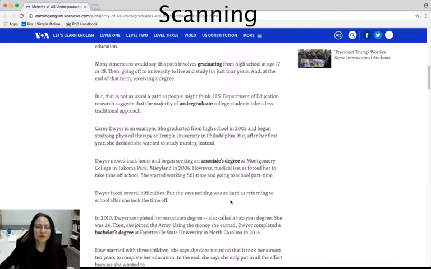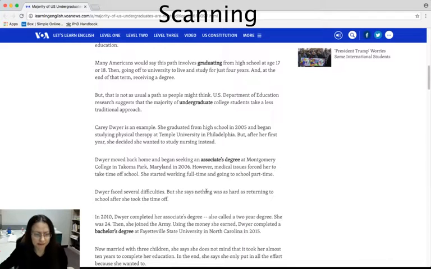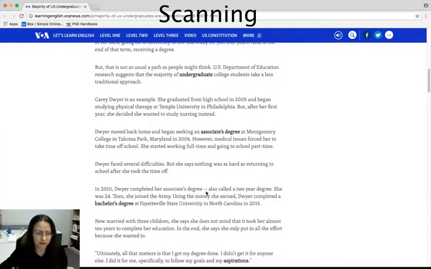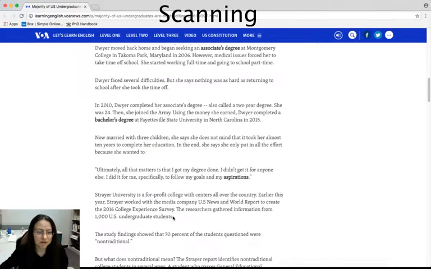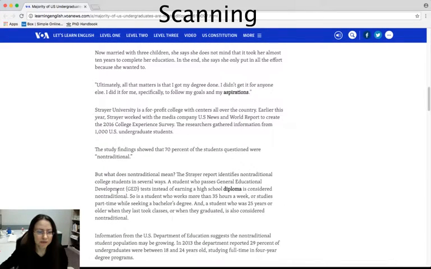So let's say I'm looking for the definition of non-traditional student. And I remember seeing this when I was skimming. Let's see, so I look for non-traditional. Okay, here it is. What does non-traditional mean? Okay. And here we have, identifies non-traditional college students in several ways. So you have a few things that define a non-traditional student.